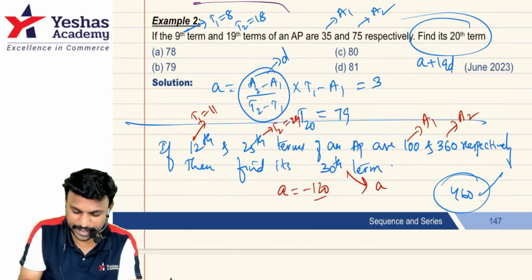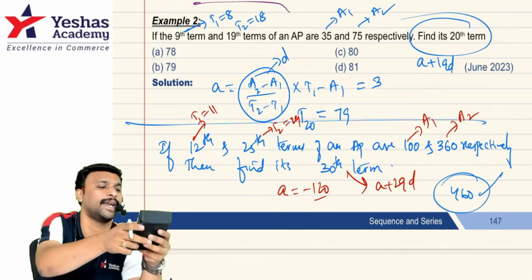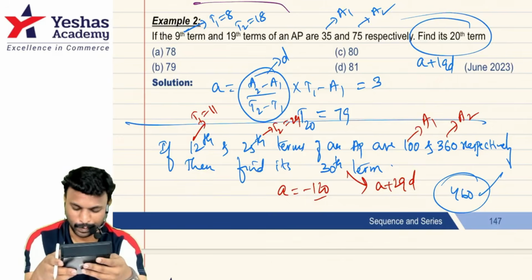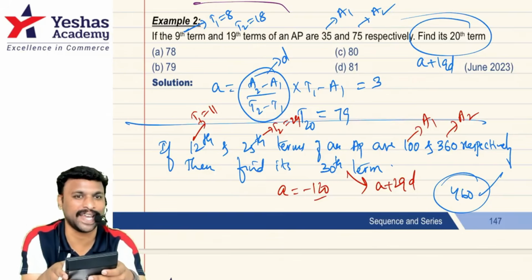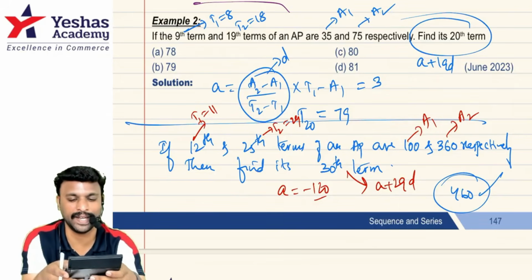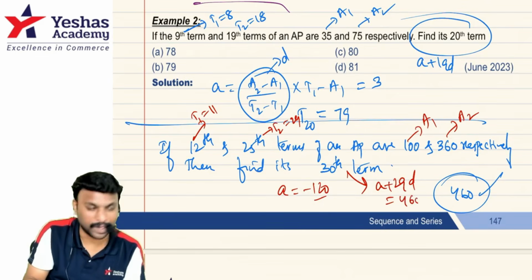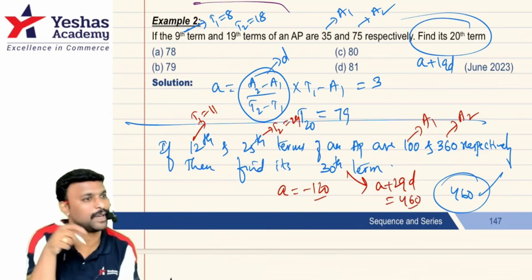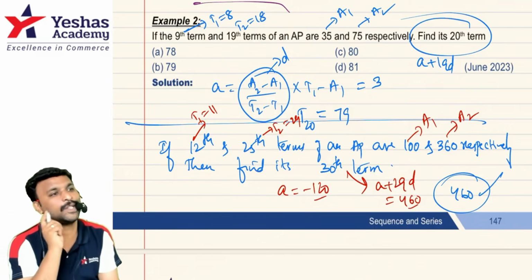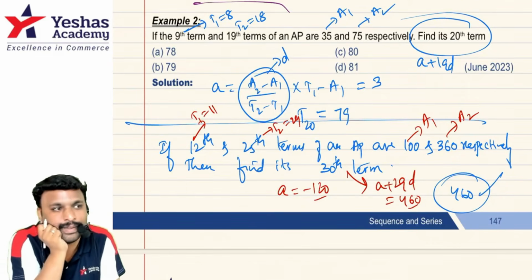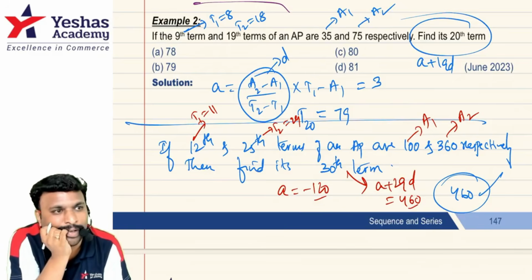Guys, the 30th term means A plus 29D. D I got. I have to multiply by what? 29, plus. What is A? It's not plus 120, it's minus 120 because A is negative. So minus 120 will fetch you 460. If you had done plus 120, why are you getting 700? Understood? It's not plus 120, it's minus 120. Clear? One more.